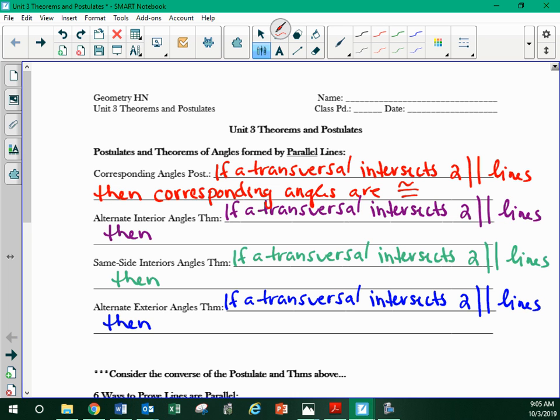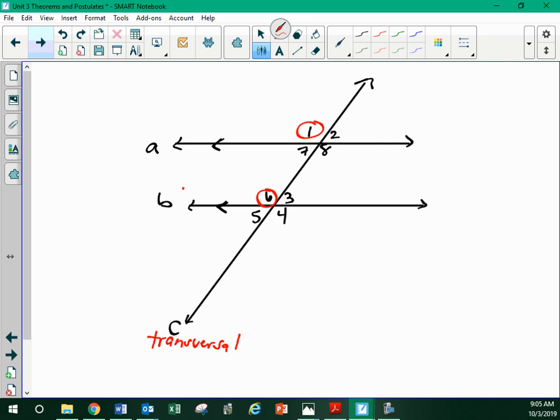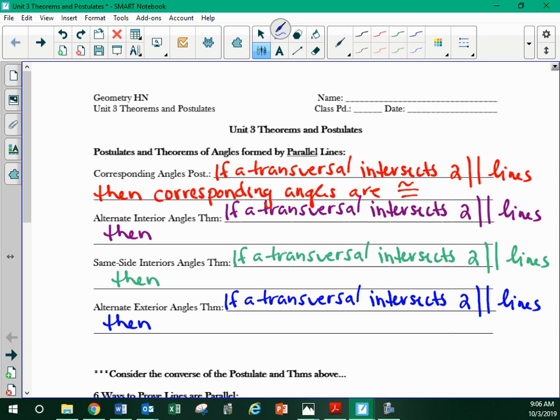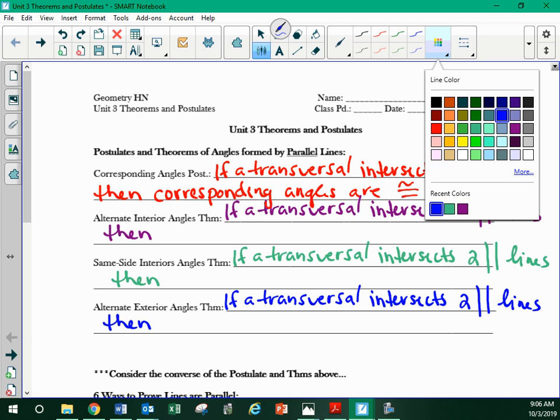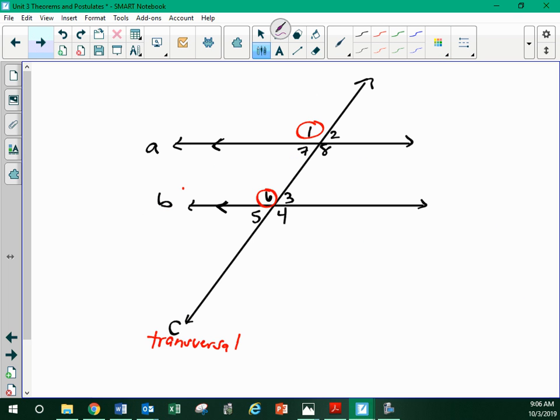So now let's take a look at alternate interior angles. Who would like to give me one set of alternate interior angles? What is one set of alternate interior angles here? 7 and 3. Good. Thoughts as to what 7 and 3 are going to be?